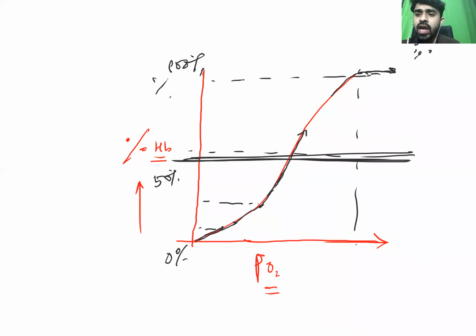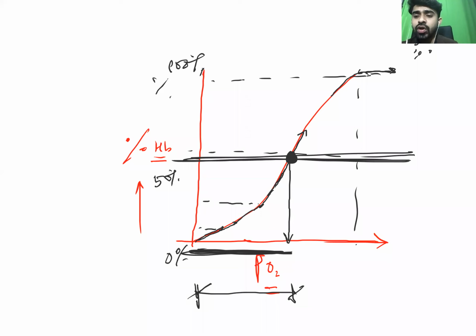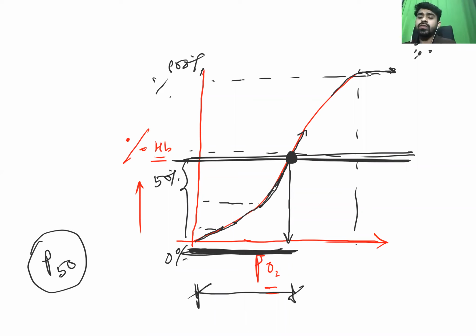Yes, sir. And at the point where it cuts the graph at 50% saturation, if you put a perpendicular on the x-axis, you will get some value of the partial pressure of oxygen. Yes or no? So this value of partial pressure of oxygen, which gives 50% saturation of the hemoglobin present in the blood, is known as P50. So what is P50? P50 is the value of the pressure of oxygen which is needed for 50% saturation of the available hemoglobin. Clear, everyone?